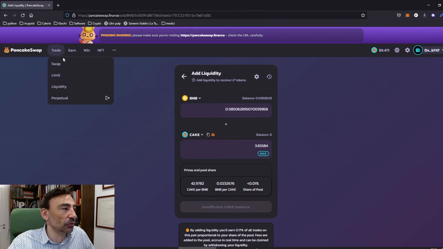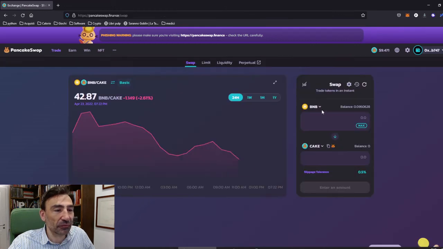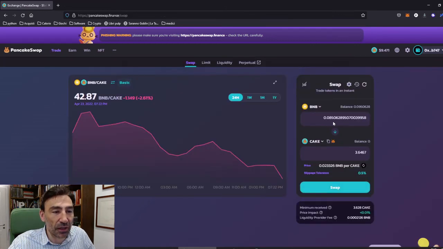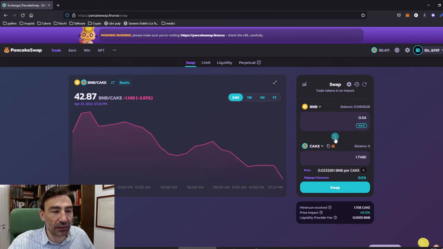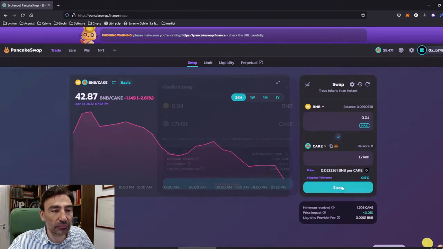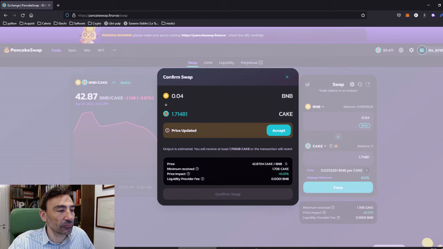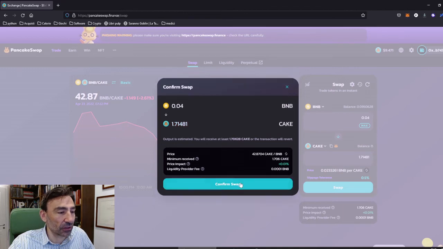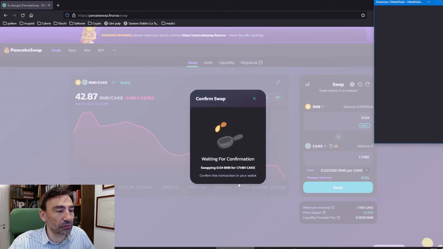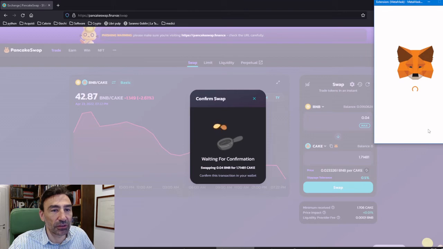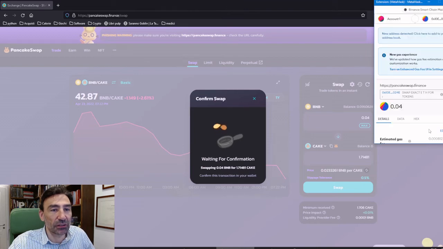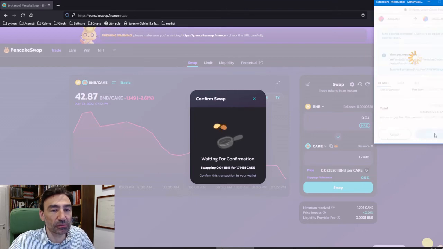So I need to go to swap. So Binance, what is my maximum? 0.85. So I will provide 0.04. Okay, and I will convert them to Cake. So swap. Yeah, price updated. Okay, confirm swap. I have to confirm here in MetaMask. Okay, confirm.